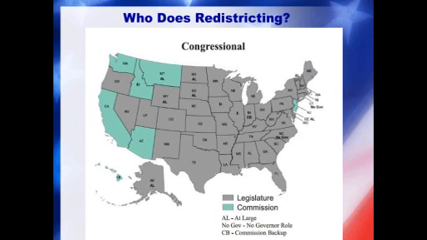Indeed, if you look at redistricting, as I said, in most instances the legislature does the congressional districts. There are some commissions that do congressional districts, but in most instances it is the legislature. Sometimes it's a commission with backup, as in Indiana or in other states, but certainly it is the legislature that is generally involved with drawing the congressional district boundaries.